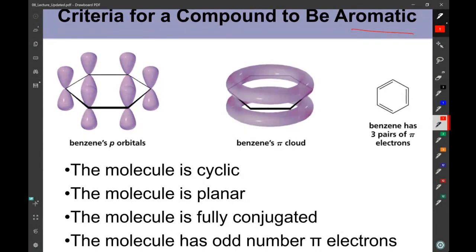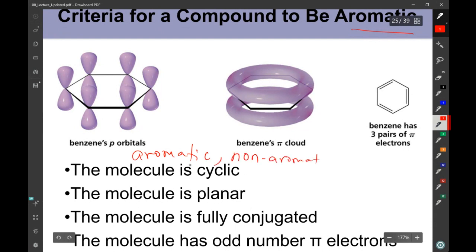It is your duty and your task to be able to recognize if a molecule is aromatic, non-aromatic, or anti-aromatic. That's what we have to do in this class. That's basically the purpose of this section, to be able to determine the aromaticity of a molecule. Those are the three things we have to look at.